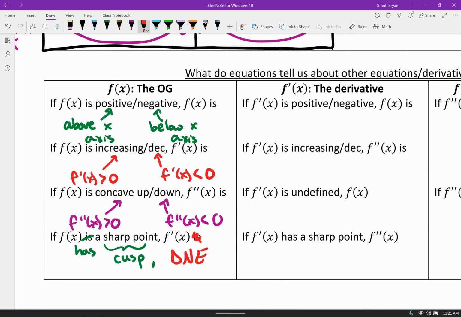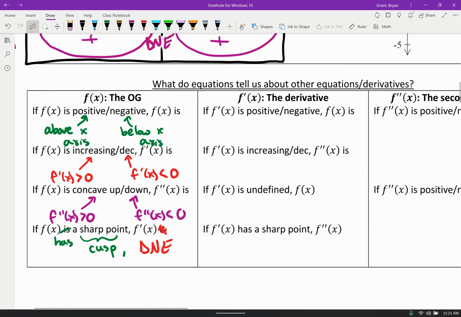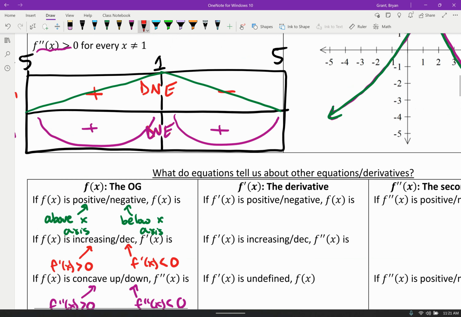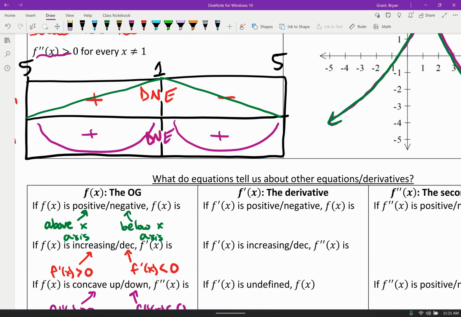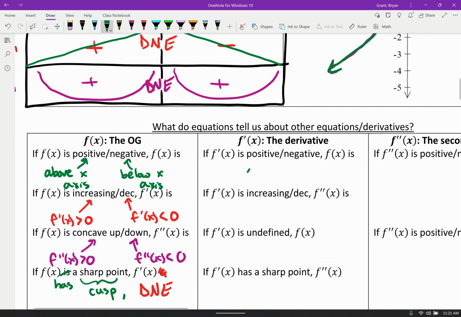All right, well, now let's go ahead and talk about f prime. If we know things about f prime, we actually know things about other functions too. For example, if f prime is positive, what do we know? Well, that's back up here. If f prime is positive, then my green function, f of x, is increasing. If f prime is negative, then f of x is decreasing.